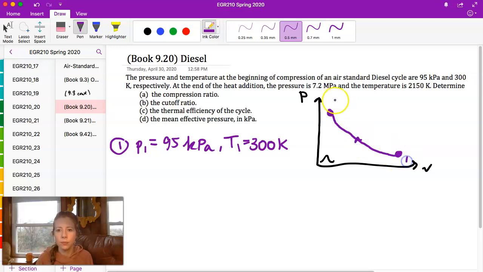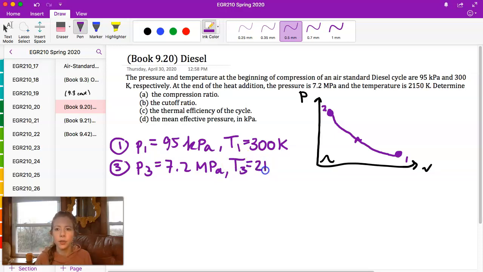So this is 1 to 2. And at the end of the heat addition, just like with our Otto cycle, which takes place in process 2 to 3, that's going to be state 3. We have P3 is 7.2 megapascals, and T3 is 2150 Kelvin.